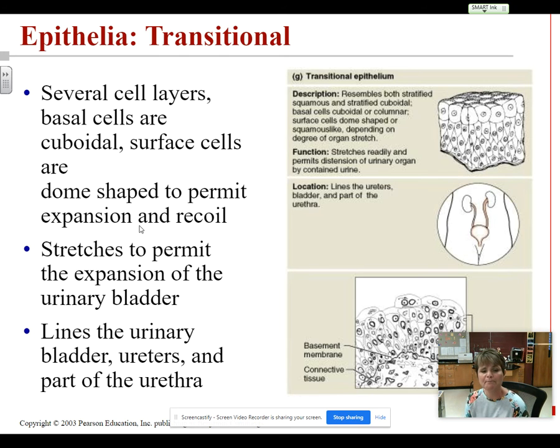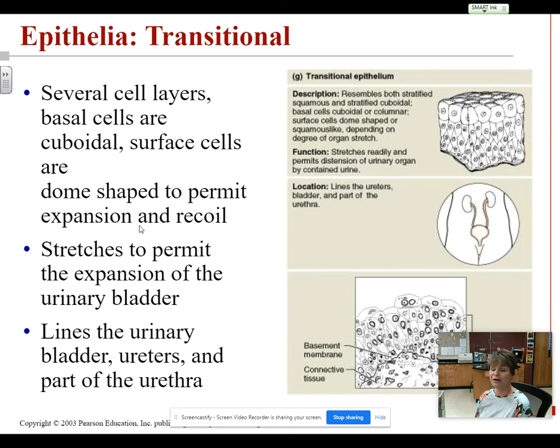And where can we find it? Basically, you're going to find this tissue in your urinary system, specifically in your urinary bladder, also in your ureters, which are the tubes that lead from your kidneys to your bladder, also the urethra, which is the opening of the bladder where the urine comes out when you go to the bathroom. So again, in the urinary system, mainly the urinary bladder, ureters, and urethra. Again, only remember one of those locations, that's fine.